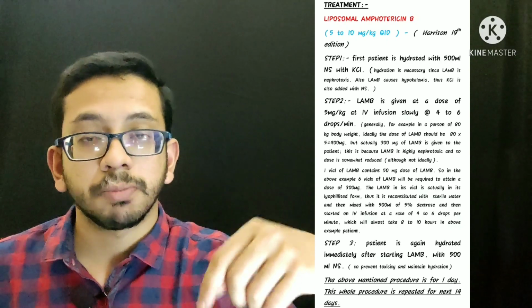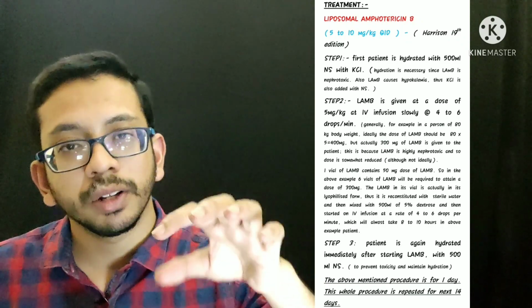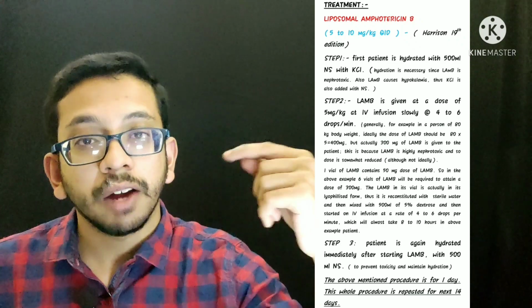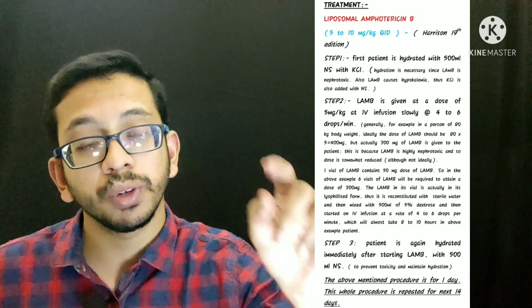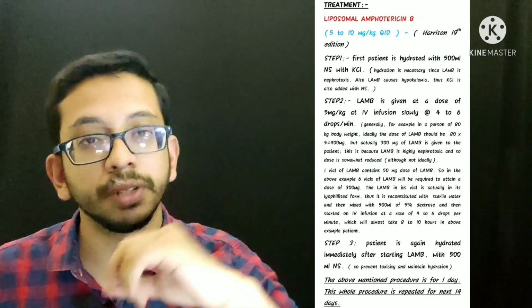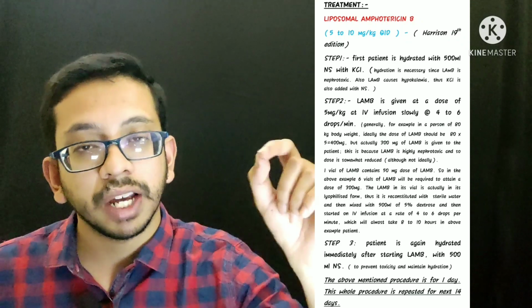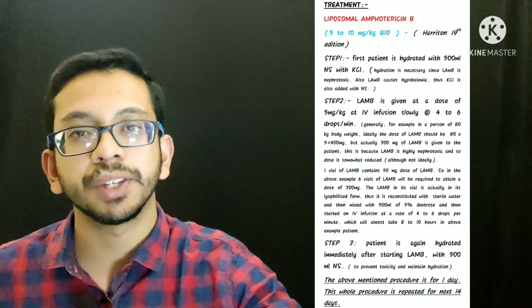Now what is the third step? After starting LAM, just after you put the patient on LAM, you start the IV. You have to hydrate the patient again, but here only with normal saline 500 milliliter, not with KCl. You don't repeat KCl over here, you just give 500 milliliter normal saline.